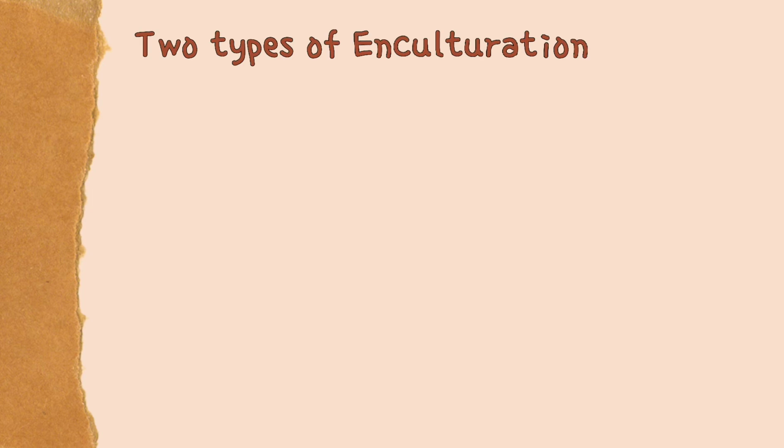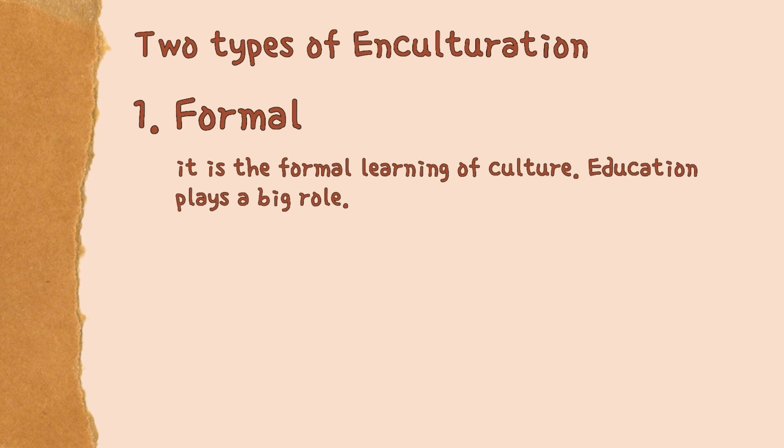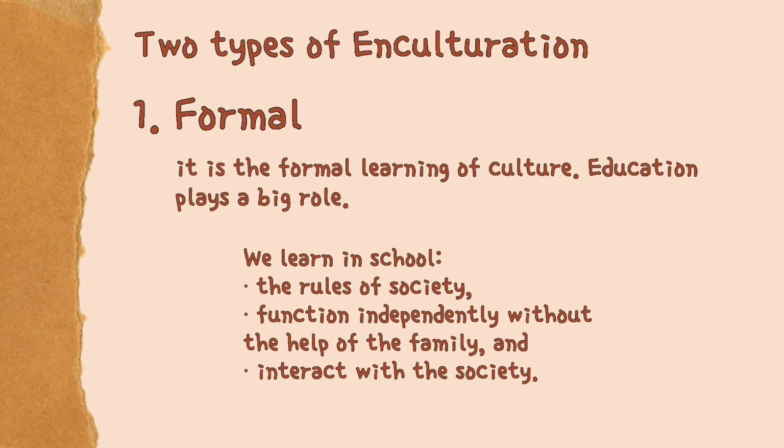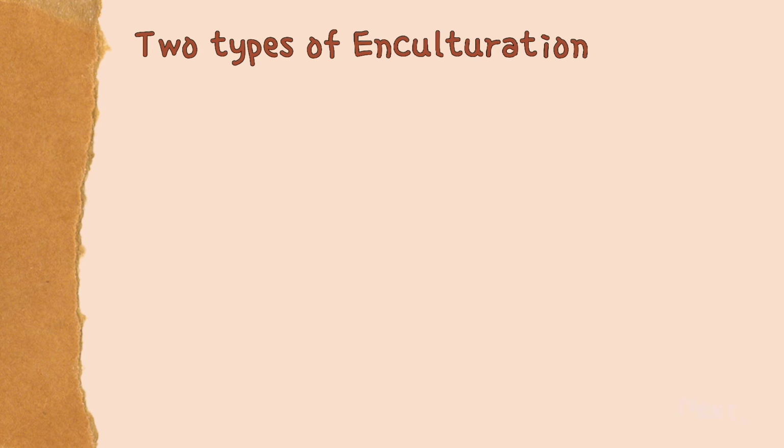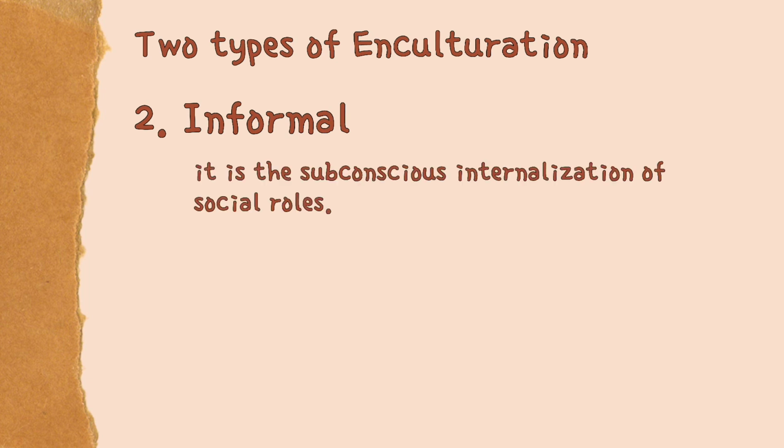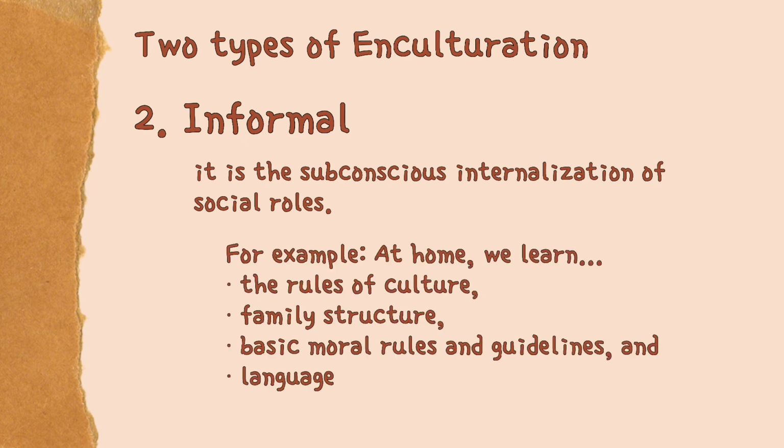There are 2 types of enculturation. 1. Formal. It is the formal learning of culture. Education plays a big role. We learn in school the rules of society, function independently without the help of the family, and interact with the society. Next. 2. Informal. It is the subconscious internalization of social roles. For example, at home, we learn the rules of culture, family structure, basic moral rules and guidelines, and language.